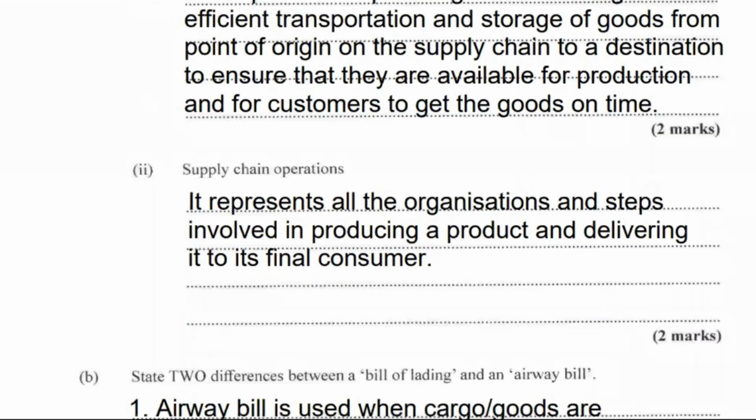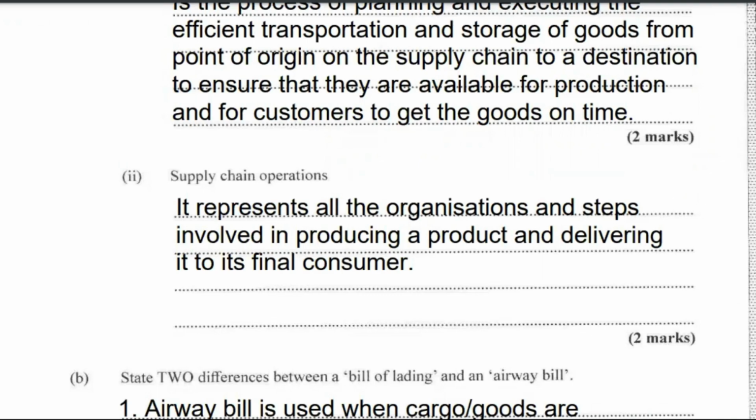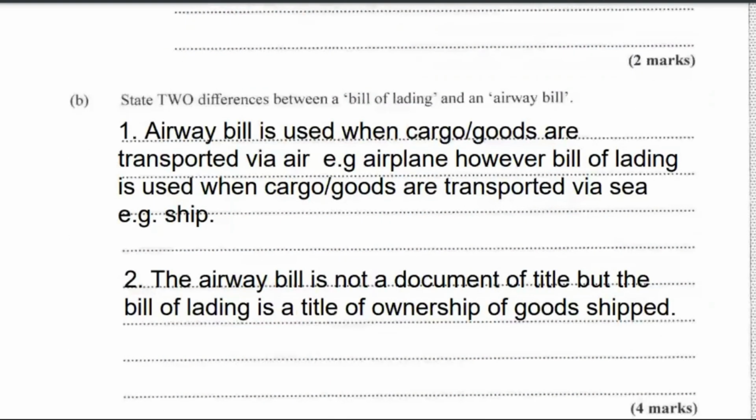Let's now look at 4B. 4B says, state 2 differences between a bill of lading and an airway bill. Anybody remember? Let's check it out. Airway bill is when cargo or goods are transported via air, for example the airplane, right? However, the bill of lading is used when cargo or goods are transported via sea, that is the ship, right? So when you hear airway, think of airplane, and when you think of bill of lading, think of ship, right?